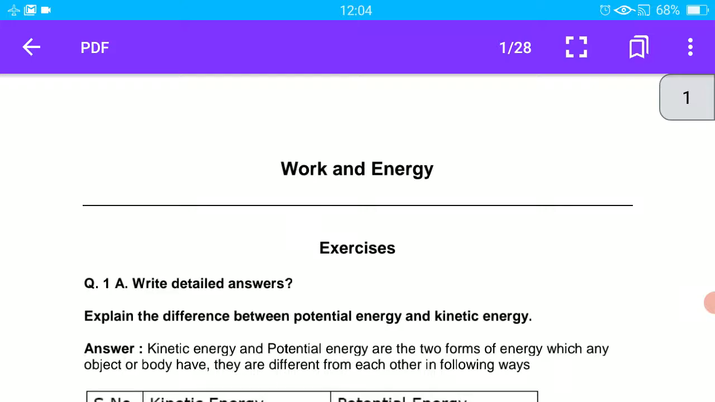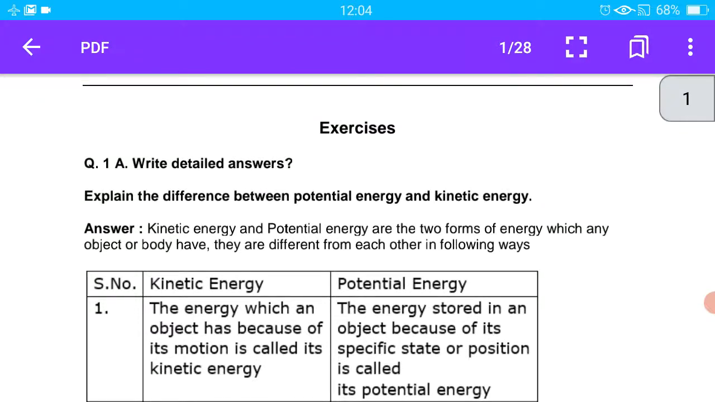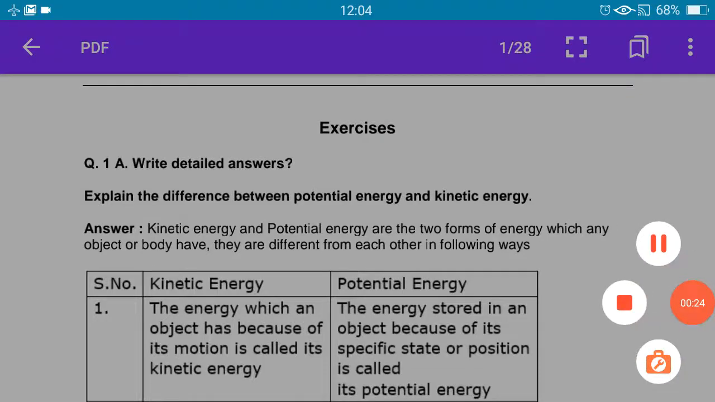So we see in this video work and energy exercise. Question number 1 A. Write detailed answer. Explain the difference between potential energy and kinetic energy.